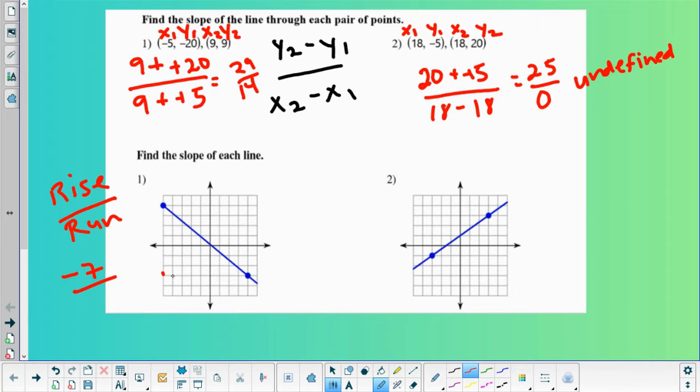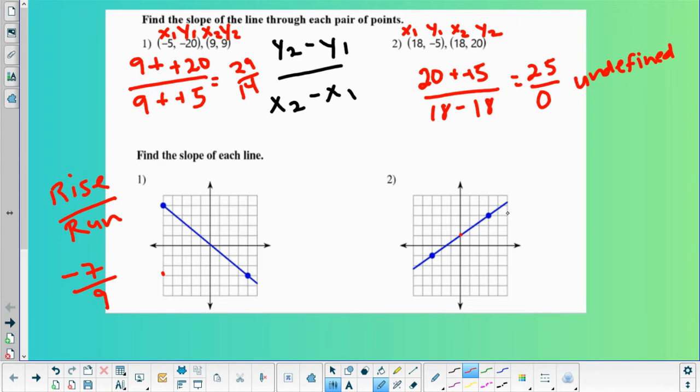And then I have to go to the right 1, 2, 3, 4, 5, 6, 7, 8, 9. Okay, notice how I counted the lines and not necessarily the spaces. Negative 7/9 cannot be simplified. So that would be our slope. Okay. Now, when it comes to this one over here, it looks like this definitely is a point. Whereas, like I said, this one right here kind of looks like it is a point, but it may not necessarily be. Whereas this one's a little bit more accurate.